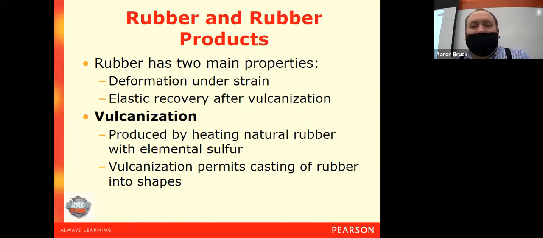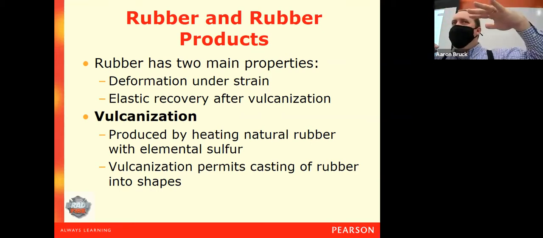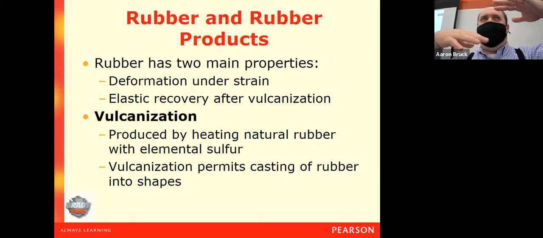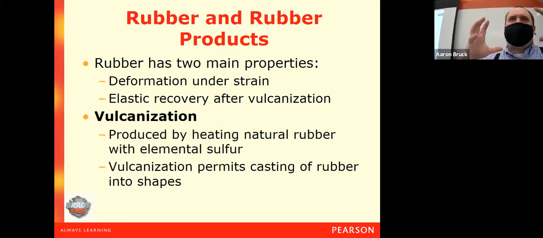Now, where we can get that elastic recovery comes through a process known as vulcanization. Vulcanization is a process where we heat natural rubber and add to it elemental sulfur. Elemental sulfur, as we talked about at the beginning of this unit, ends up acting as a cross-linking agent, which will take those rubber polymers, which were kind of sticky and not terribly cohesive, and lock them up and strengthen them.